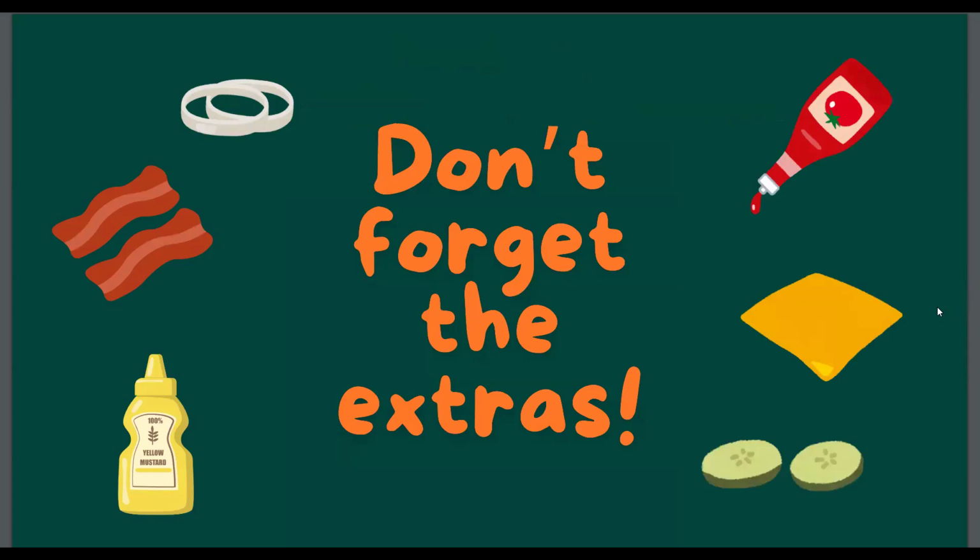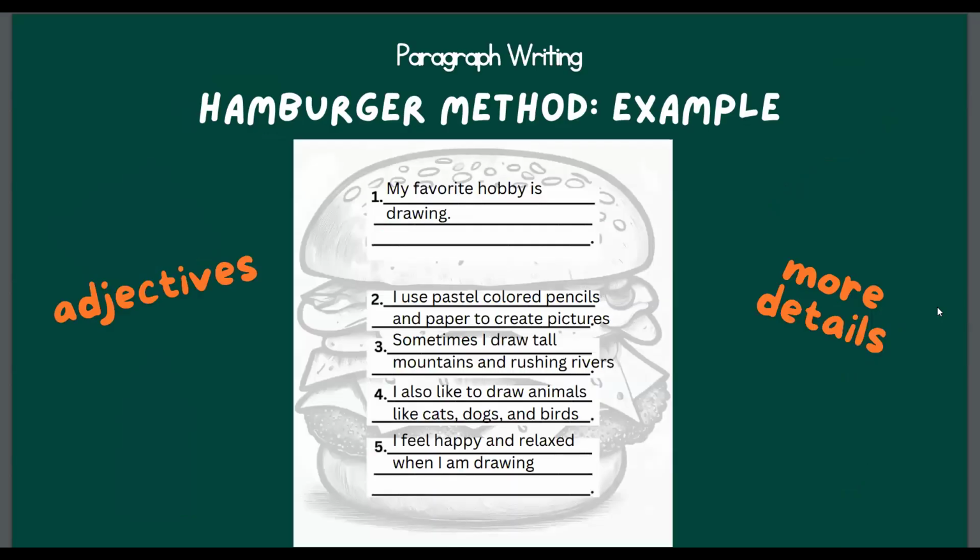Now, don't forget the extras. So in this next section, we're going to talk about how you can make your paragraph even better. Just like you can make your hamburger better by adding ketchup and mustard, cheese, bacon, pickles, onions. We're going to add adjectives and more details to make our paragraph better. Let's start at the top. My favorite hobby is drawing. Now let's look at those detailed sentences. Here I said, I use pastel colored pencils and paper to create pictures.